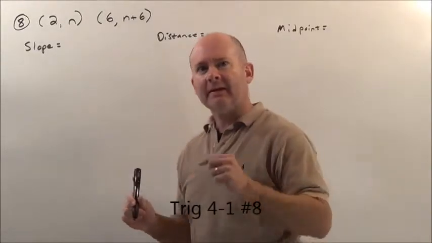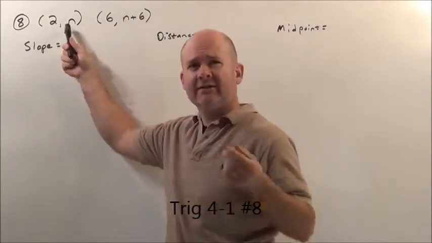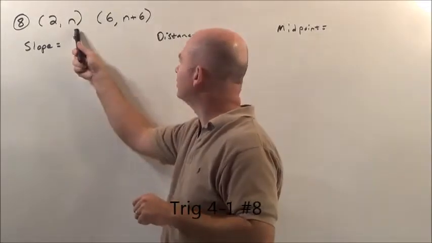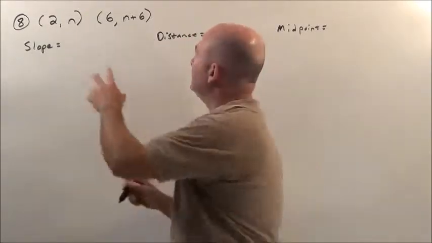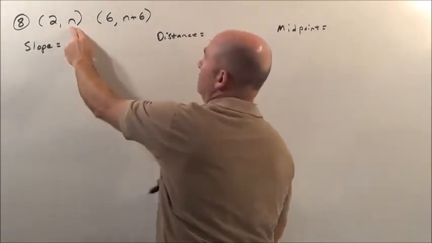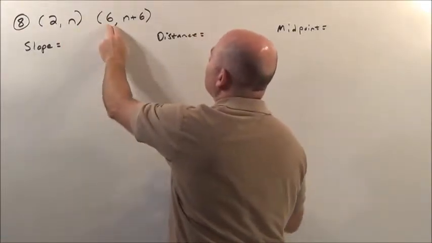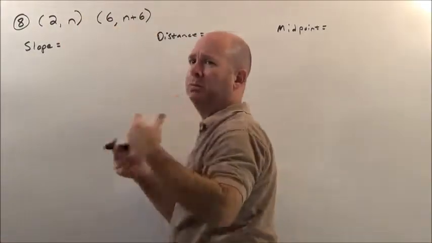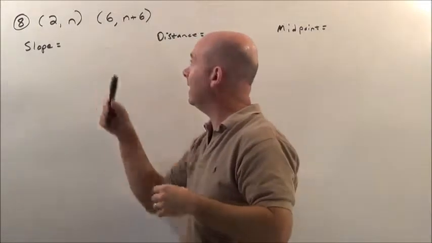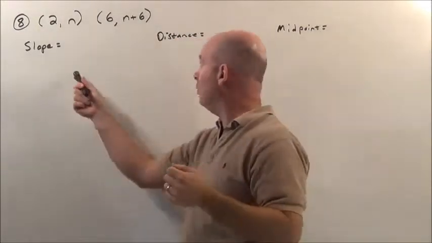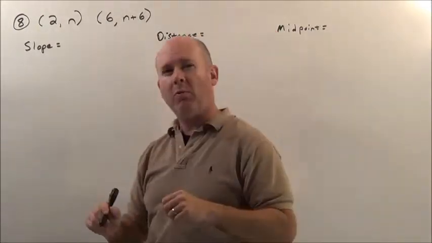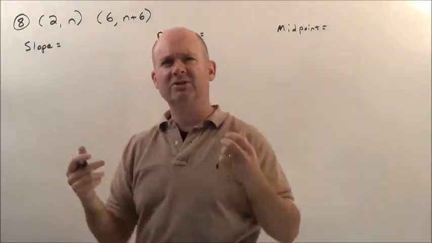Here's problem 8. And the difference here is it doesn't give us a clearly defined point like 2, 7, and 6, 10. It tells us it's 2, some variable n, and 6, some variable n plus 6, the same variable as that guy. And it wants us to know the slope, the distance, and the midpoint. Well, no need to freak out. Let's just think what we know.